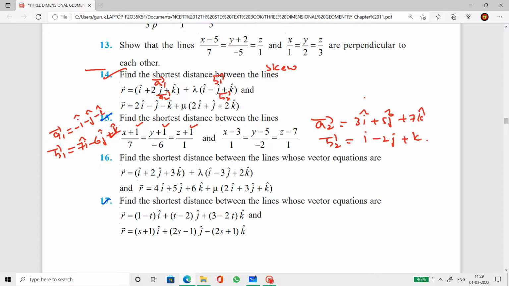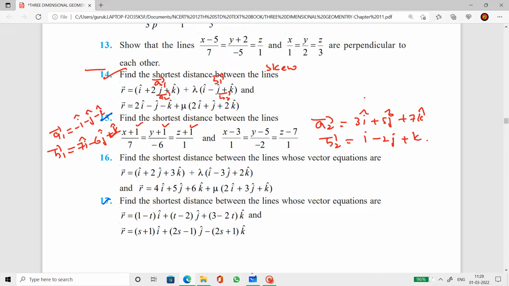So take A1, A2, B1, B2 from the given equation. Whether it is vector or Cartesian, we know how to take it. Then simply apply it in the formula. And if B1 becomes proportional to B2, that is B1 is parallel to B2, then you use the distance of parallel lines, that is coplanar line, the one that I gave you now.